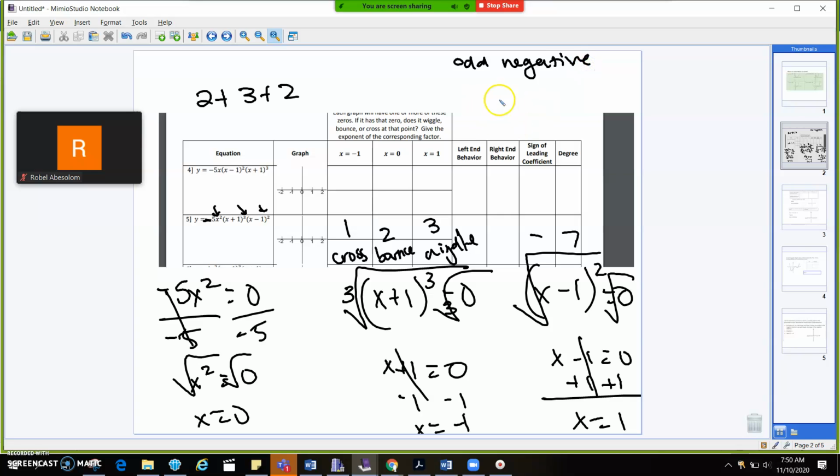And remember, from our end behavior, what does our end behavior look like for that one? Go back to your chart and figure out what your end behavior is going to look like, and then try to look at what the graph is going to look like. Go ahead and try to graph that one.